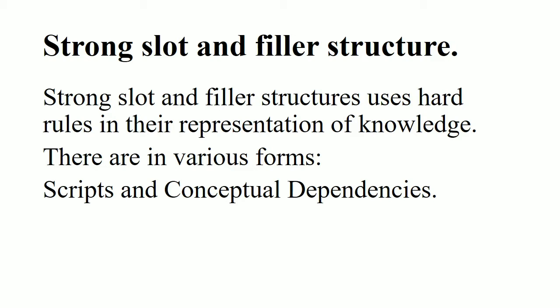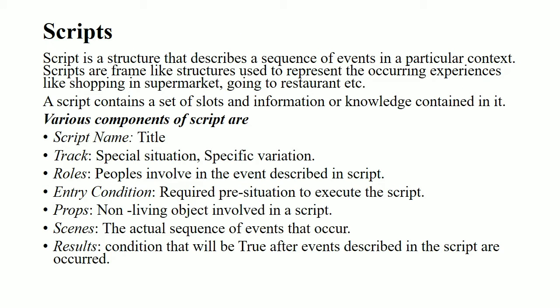So there are mainly two types: the script and the conceptuals. When you consider the script, it is a structure that describes a sequence of events in a particular context. What is the particular context that you want to express? That is represented by a sequence of events. So scripts are frame-like structures used to represent a recurring experience, like shopping in a supermarket, going to the restaurant, etc. So what are the slots that the script can contain, the information or knowledge that it should contain?